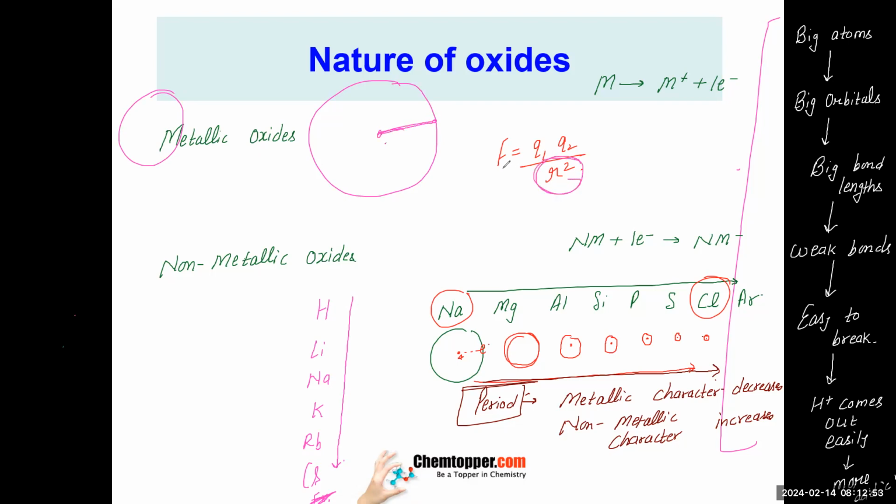This R is large. Coulomb's law. It's easy to take away this electron, right? So what happens to metallic character? Afan, if you are getting confused, something is troubling you, you can ask questions. So down the group, metallic character increases. And if metallic character is increasing, what happens to non-metallic character? That decreases. Yes. Metallic character increases, non-metallic character decreases.